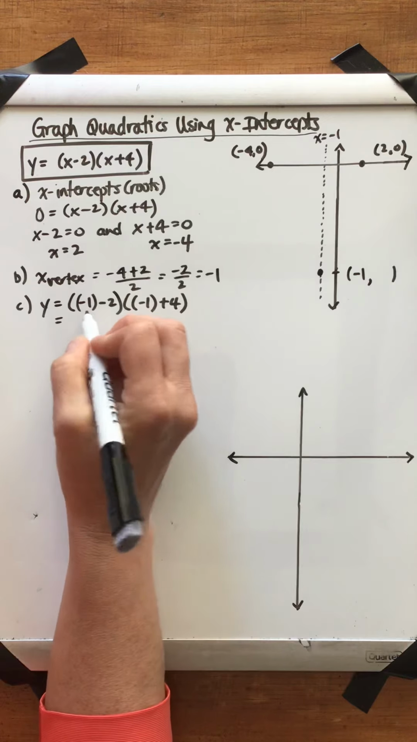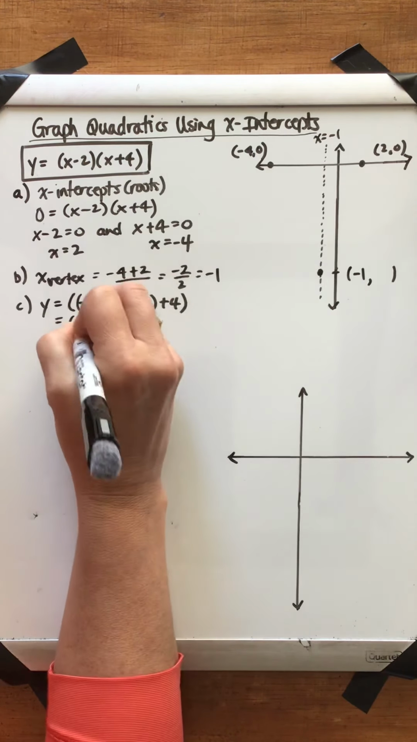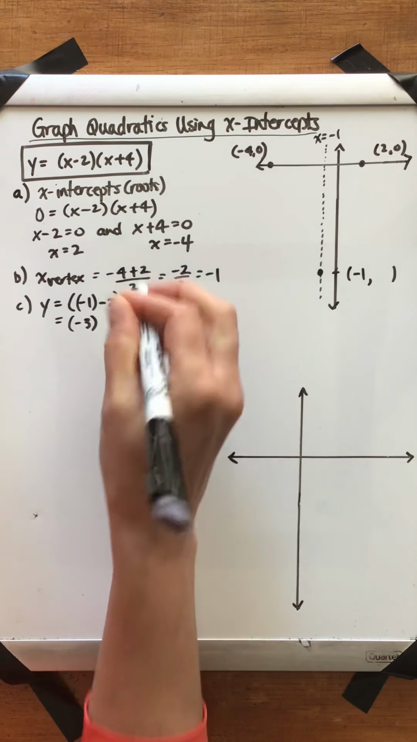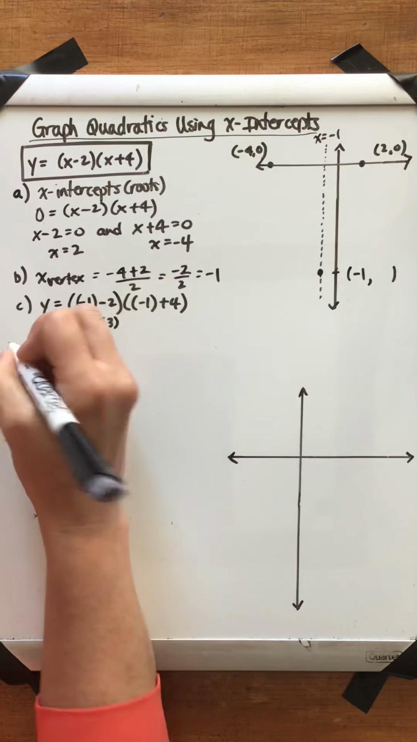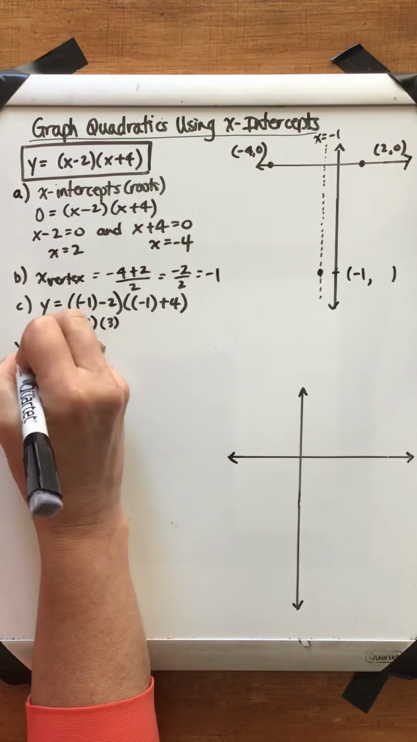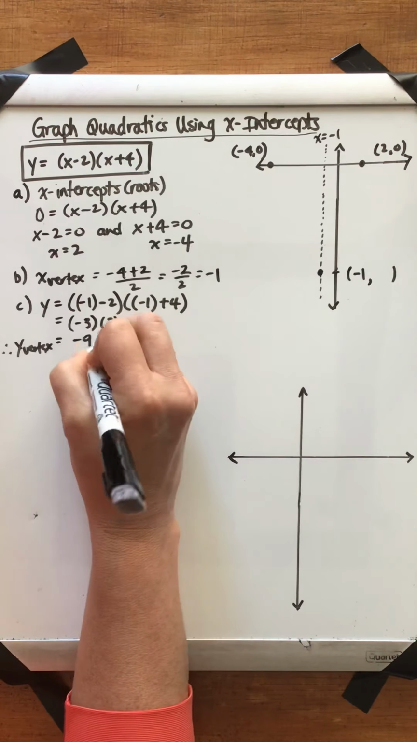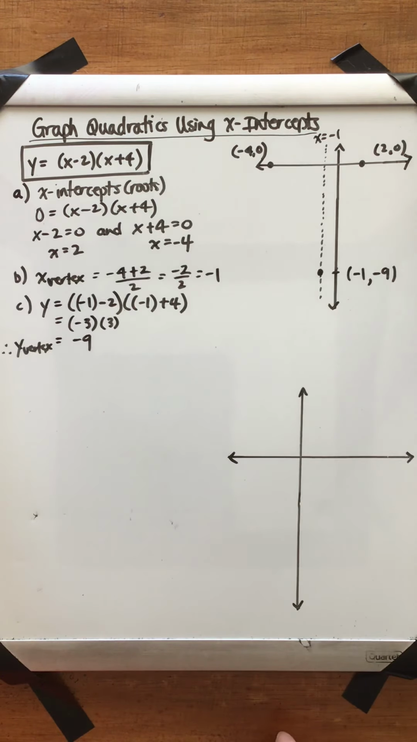So y is equal to, this simply becomes negative 1 subtract 2, which is negative 3, and this becomes negative 1 plus 4, which becomes positive 3. So therefore, y at the vertex is equal to negative 9. And there we go, we can label it as such.